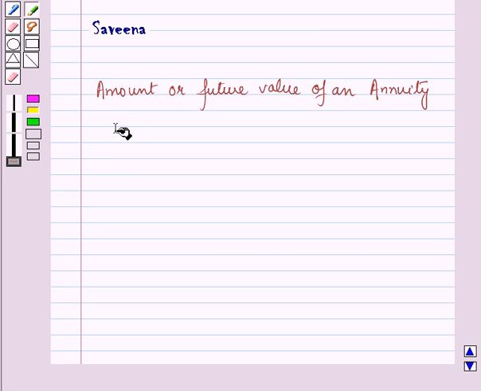In this session, we will learn about the amount or future value of an annuity. Now, the amount or future value of an annuity is the sum of the compound amounts of all the payments accumulated at the end of the term.